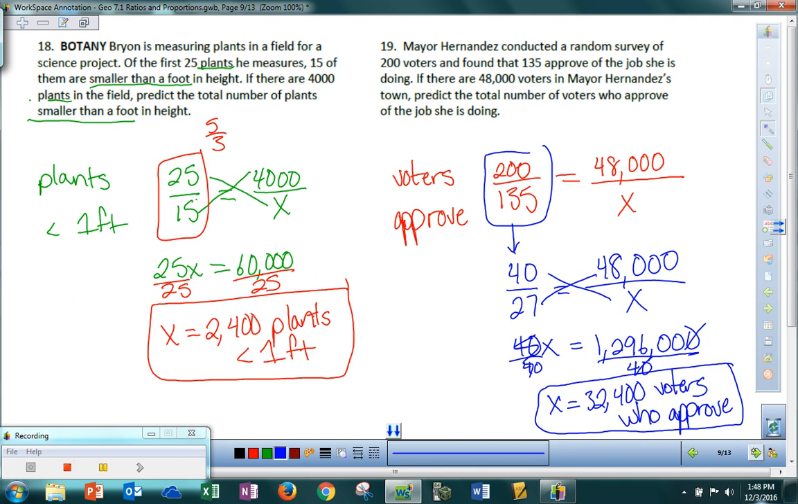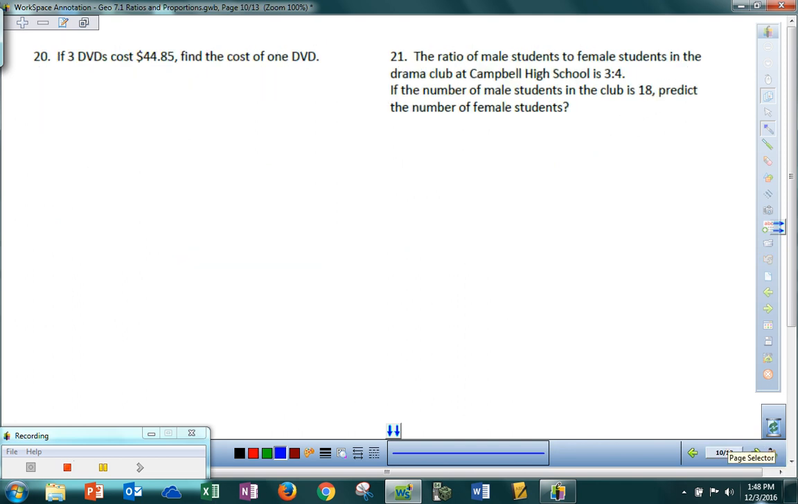Based on those two problems, pause the video and see if you can figure out 20 and 21. Now, notice on 20 here, we've got 3 DVDs costing $44.85. Find the cost of 1 DVD. Most of us are able to figure out what to do without actually setting up a proportion. Okay, if 3 are going to cost $44.85, if we want to find the cost of 1, all we have to do is divide that by 3.